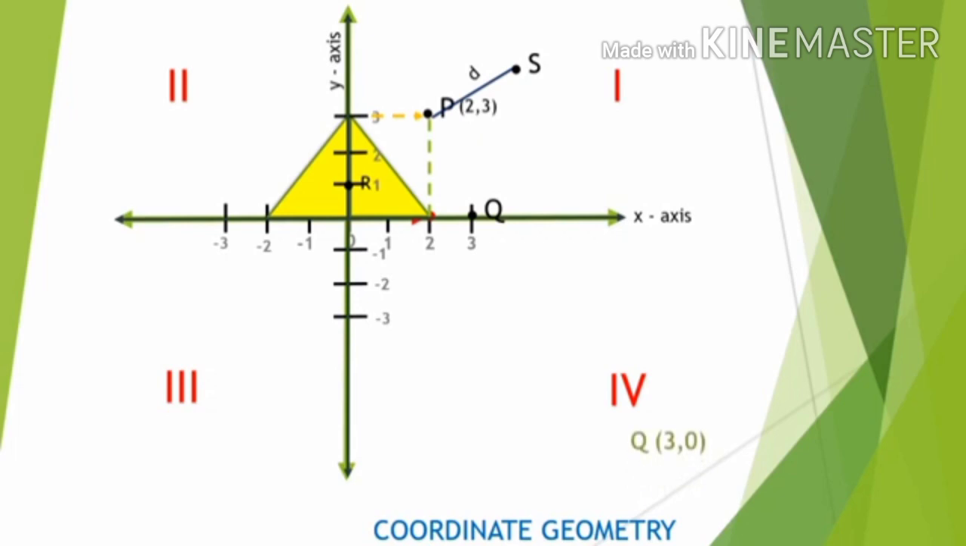But before going forward, let me tell you the identity of point Q. Identity of point Q is (3, 0). Its y coordinate is 0 because it lies on the x-axis. And identity of point R is (0, 1). Its x coordinate is 0 because it lies on the y-axis. Students, you have to keep in mind that (2, 3) is never equal to (3, 2). They are two different points and their identities are different.